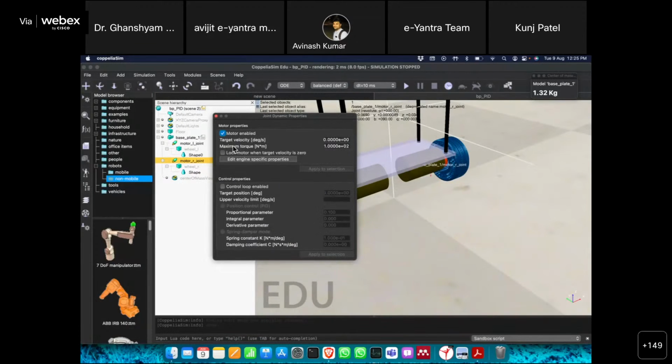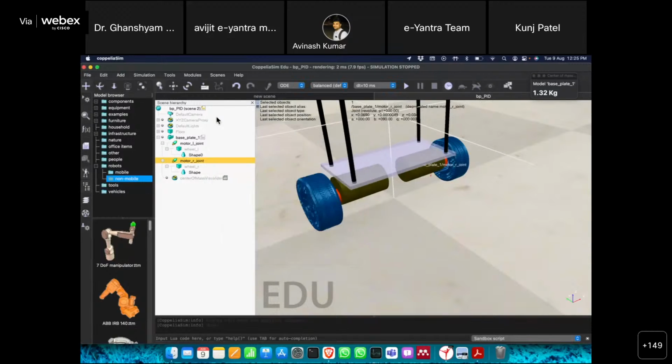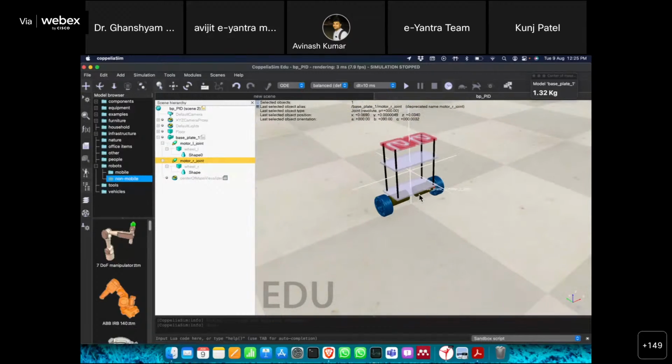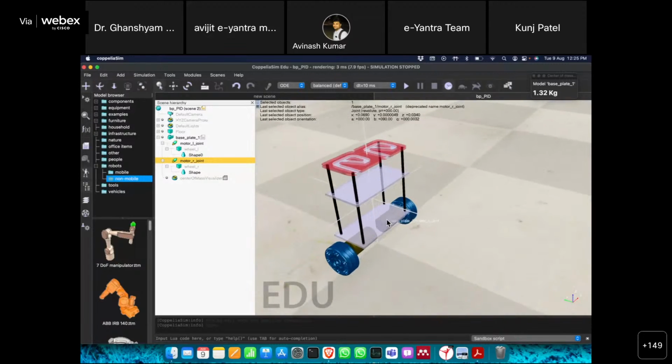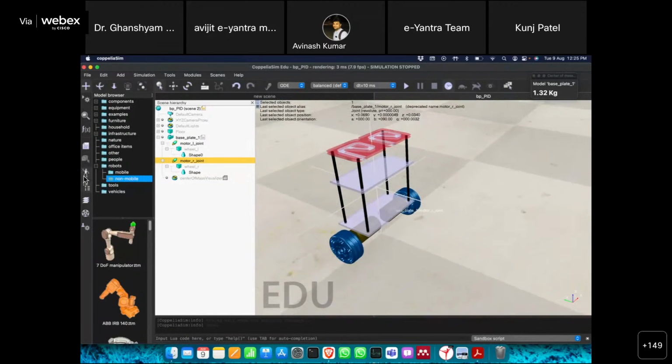You can have a maximum target velocity and maximum torque. You can also set a PID, which is already available in the software itself, which will help you control the angle of the motor in a certain way. So all these features are available for different joints. Using a combination of these primitive shapes and joints, we can create a self-balancing system.